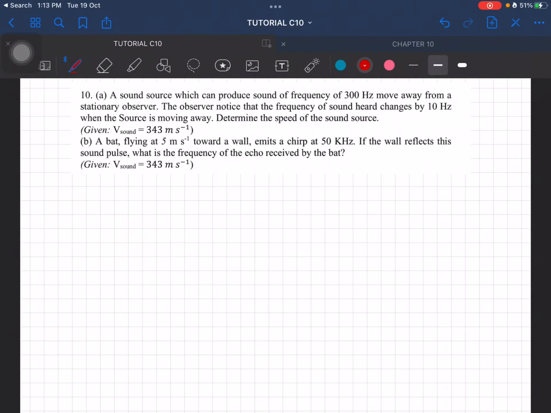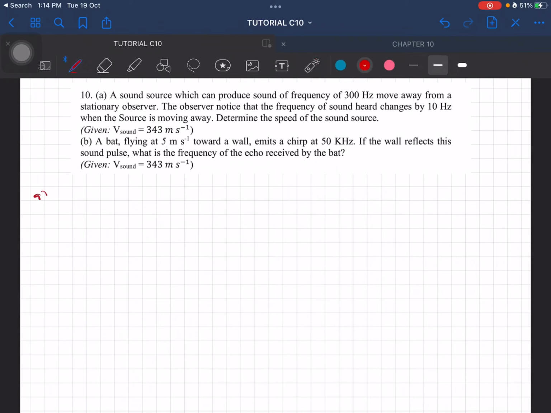Okay, last question. A sound source which can produce sound of frequency 300 Hz moves away from a stationary observer. So the observer notices that the frequency of sound heard changes by 10 Hz when the source is moving away. So determine the speed of the sound source.